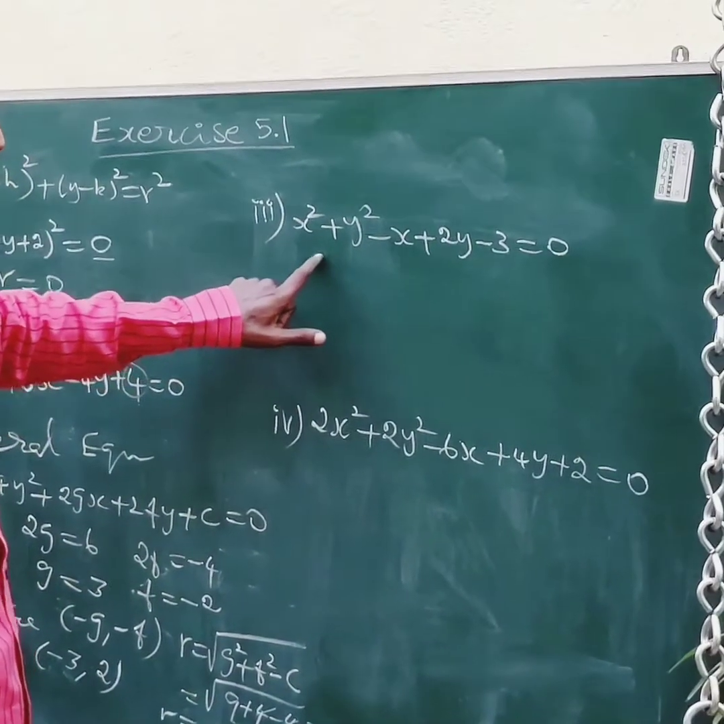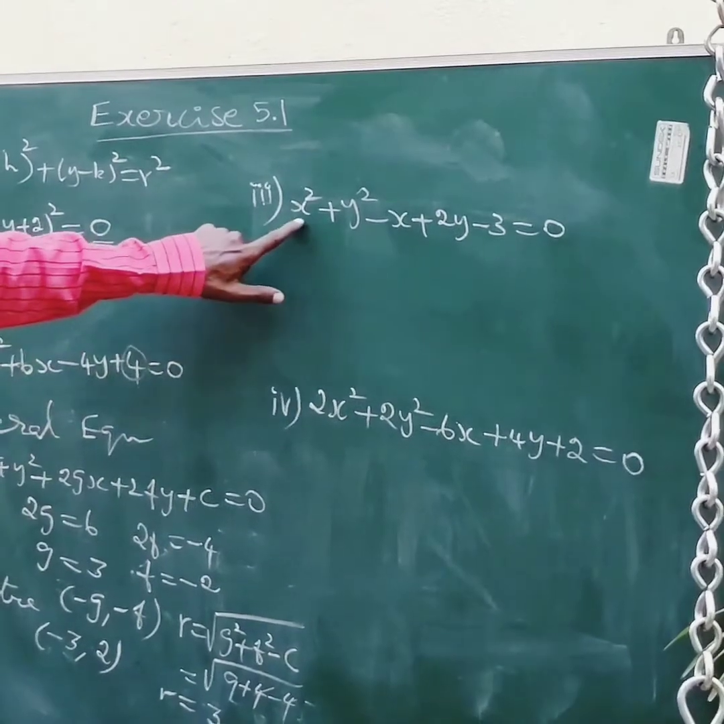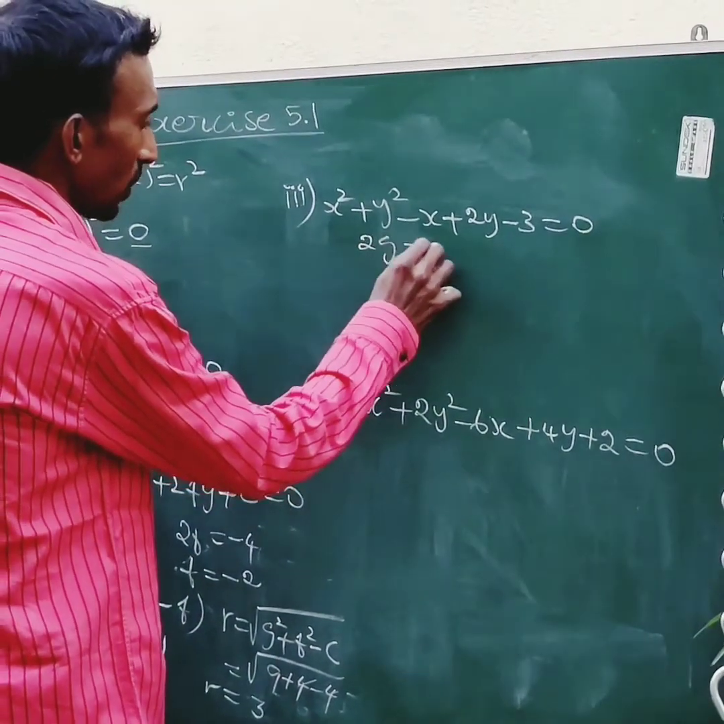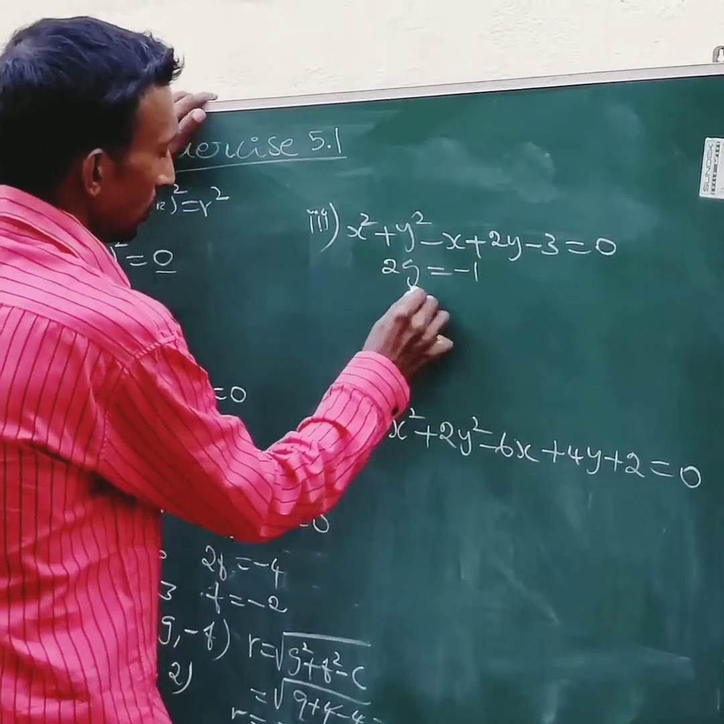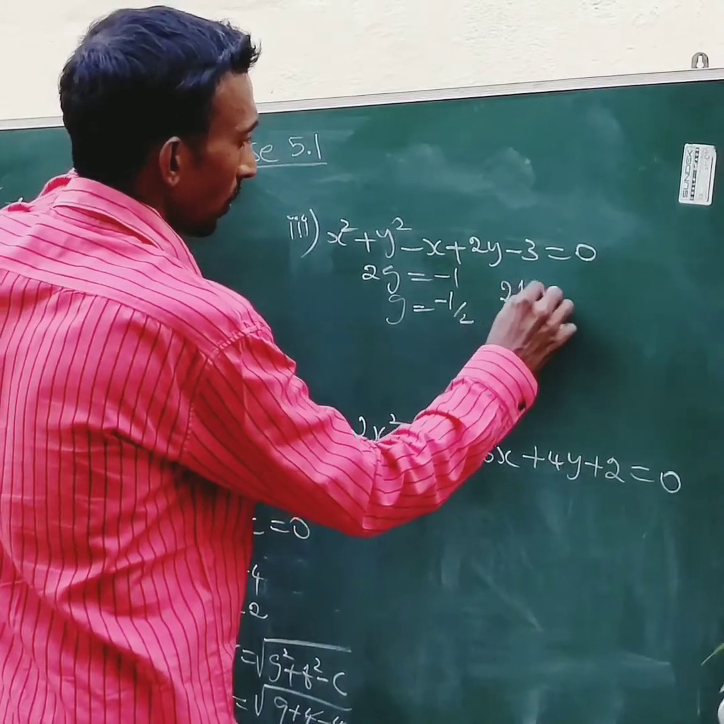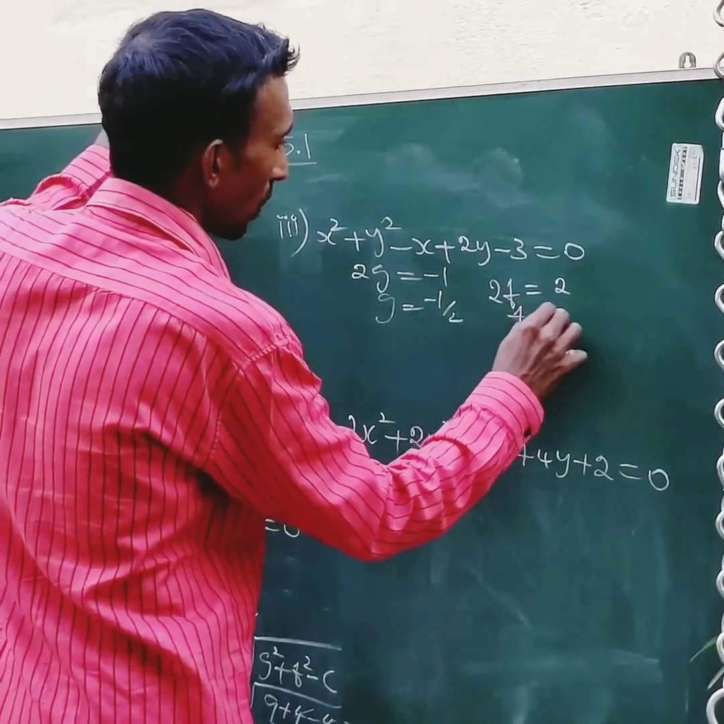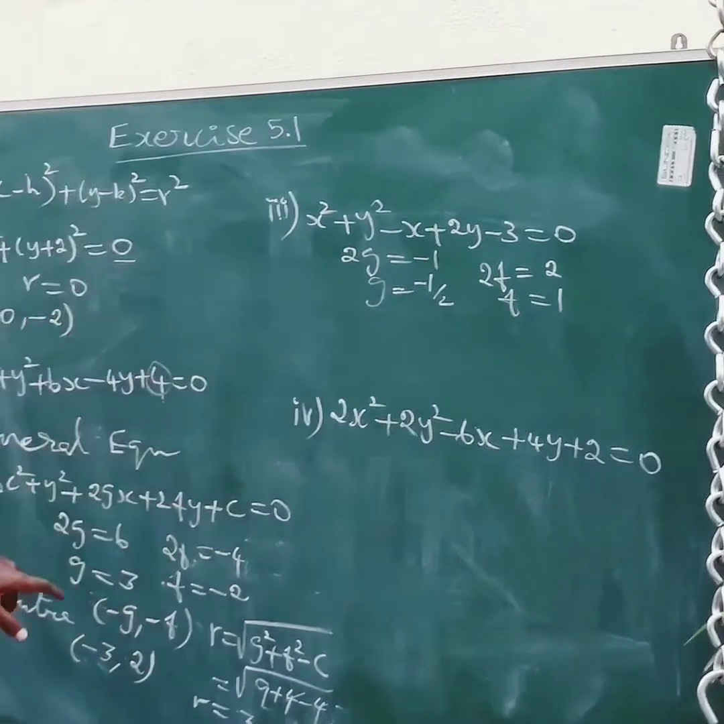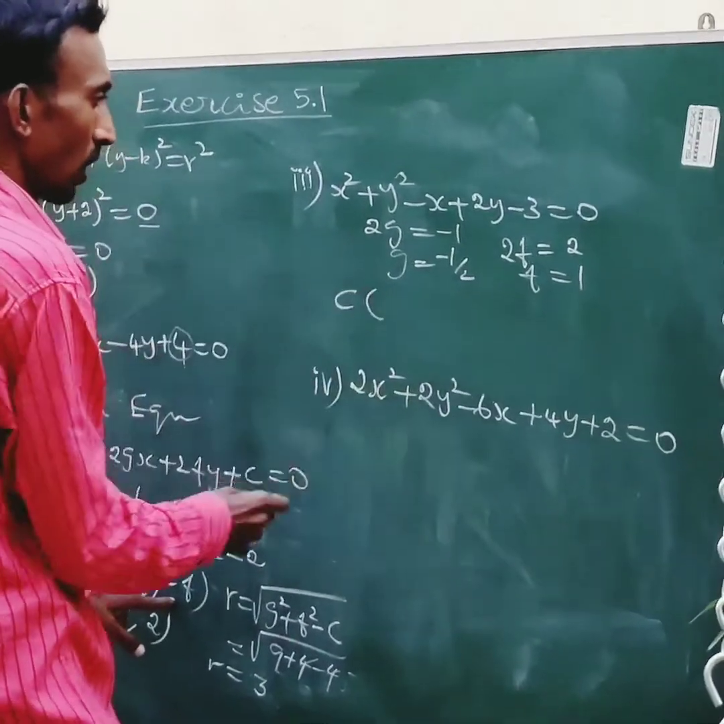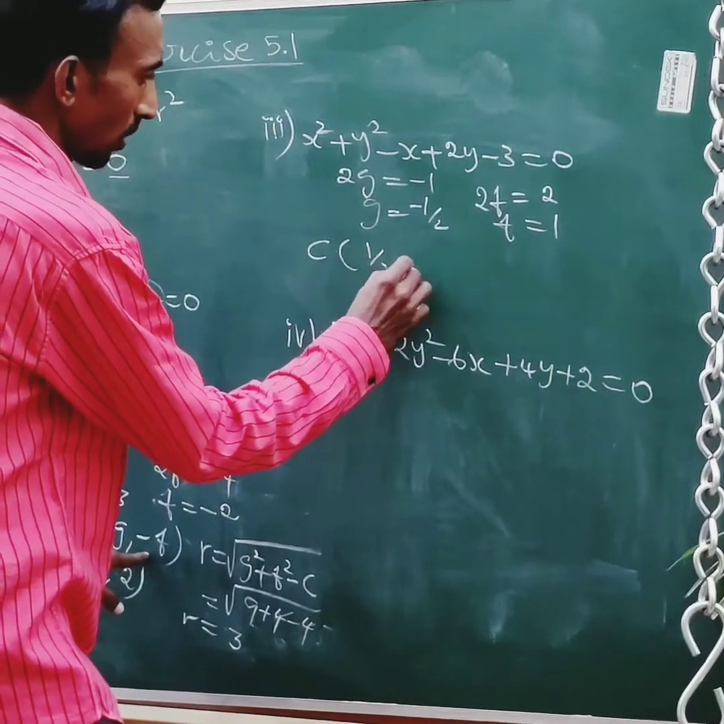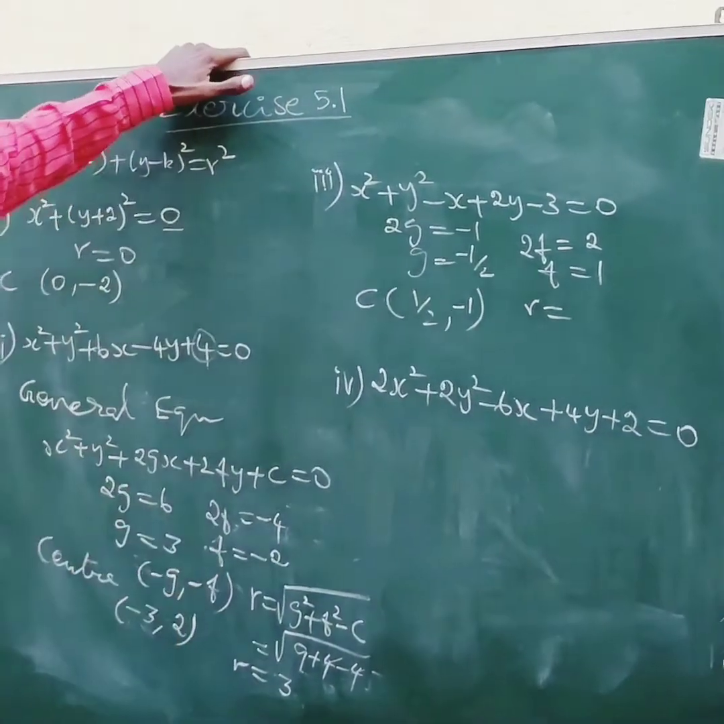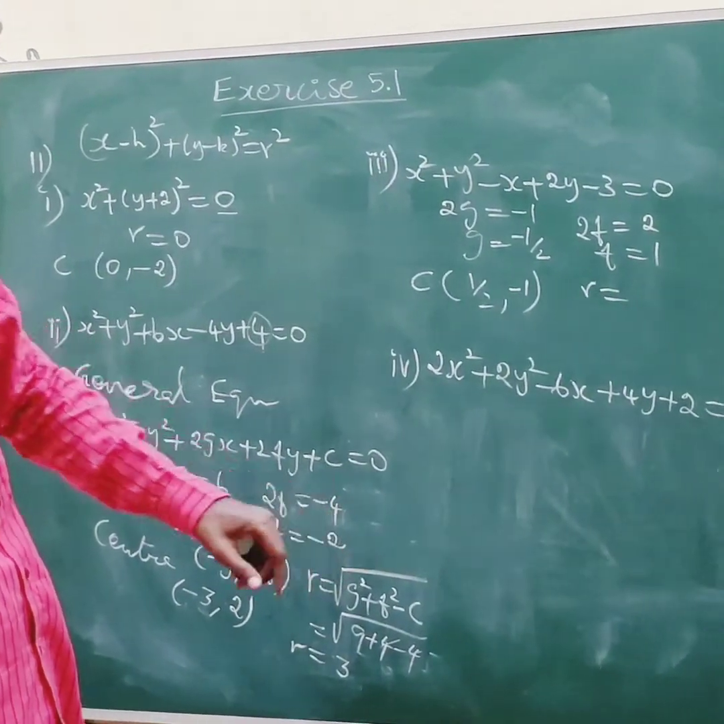Now subdivision 3, again compare this equation with the general equation. So 2g equal to minus 1, g equal to minus 1 by 2, 2f equal to 2, f equal to 1. Therefore obviously the center is minus g comma minus f, so 1 by 2 comma minus 1, and for the radius again use that formula, root of g square plus f square minus c.